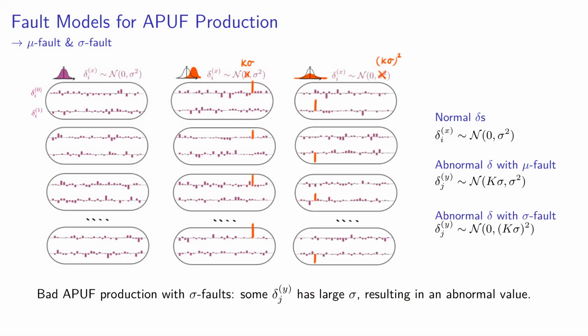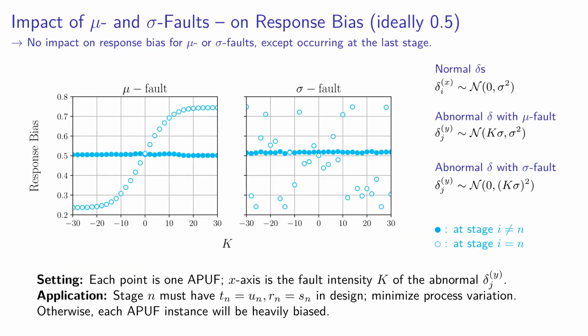Another possible fault is a sigma fault, where a flaw in the production process results in increased process variation, also causing an abnormally large delay difference. The next question to ask is, what are the impacts of these faults? We've already shown that abnormal deltas usually do not affect the response bias of an APUF.